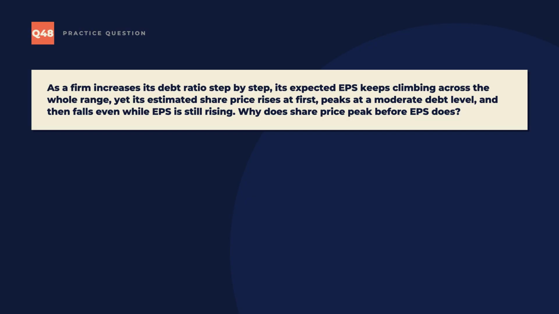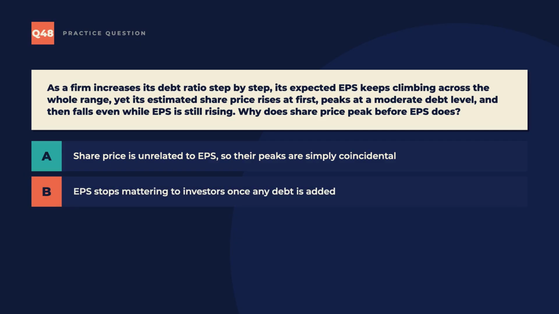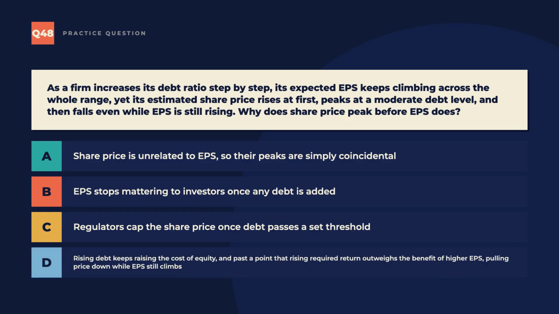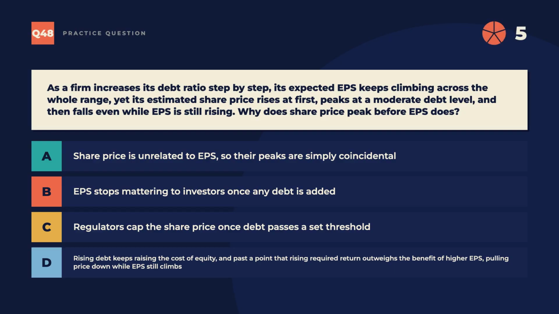Your options are: A. Share price is unrelated to EPS, so their peaks are simply coincidental. B. EPS stops mattering to investors once any debt is added. C. Regulators cap the share price once debt passes a set threshold. D. Rising debt keeps raising the cost of equity, and past a point that rising required return outweighs the benefit of higher EPS, pulling price down while EPS still climbs. Got a guess? Lock it in.